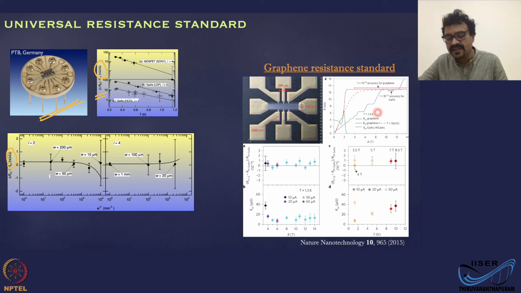This is done at 1.3 Kelvin. It's not room temperature, but not really cold either. And what they found, which is explained very well in this paper here, is that the error is again only in the nano ohms range, that is, the 9th place after the decimal. So now most of the labs have started looking into making graphene a resistance standard.